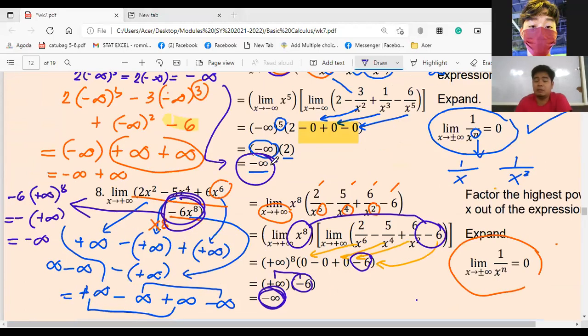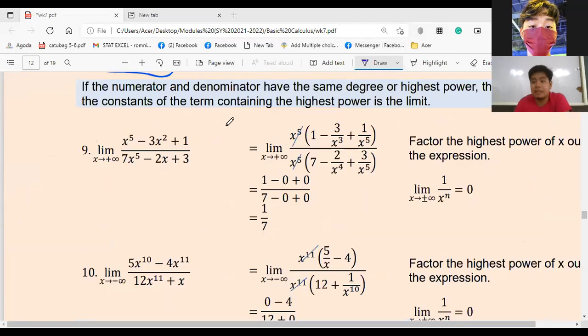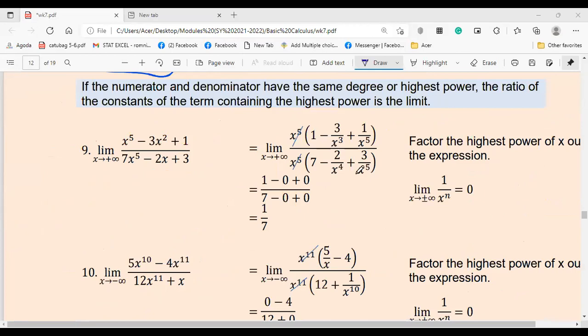Tingnan mo lang yung degree. Doon ka mag-focus. Sorry, not the highest degree, redundant. The degree is the highest exponent. Okay, and then you focus there at yun na nga yung magiging sagot. Okay? Let's now move to the next. Ito naman. Ano naman ang sabi nito? Sabi niya, if the numerator and denominator have the same degree or power, the ratio of the constants of the term containing the highest power is the limit.